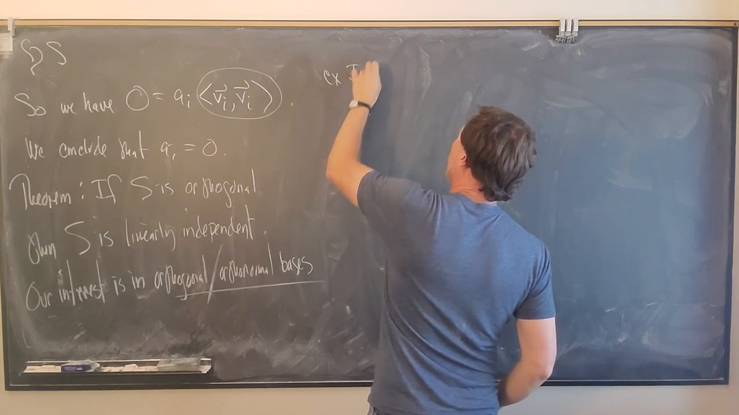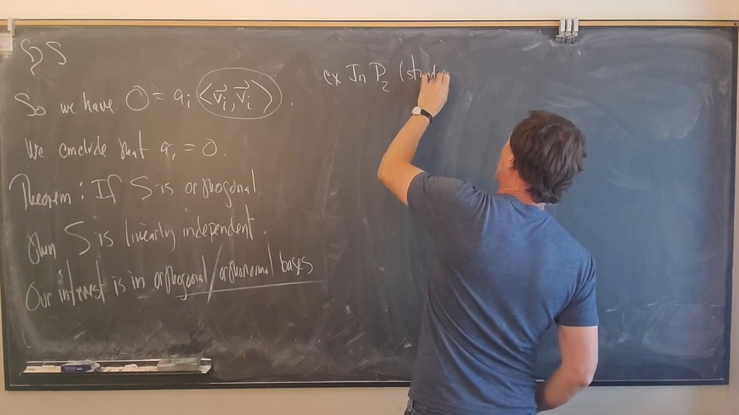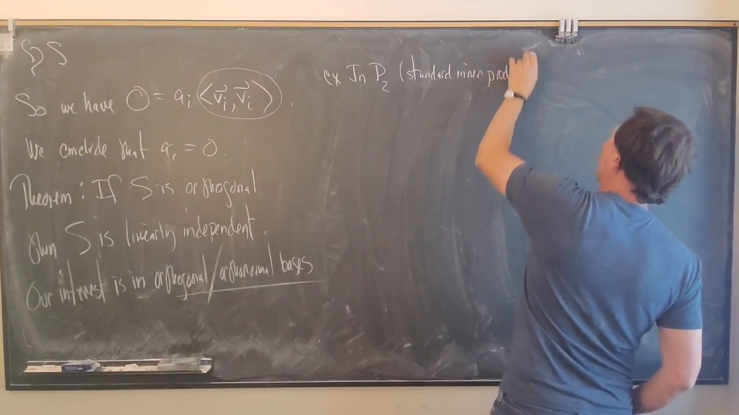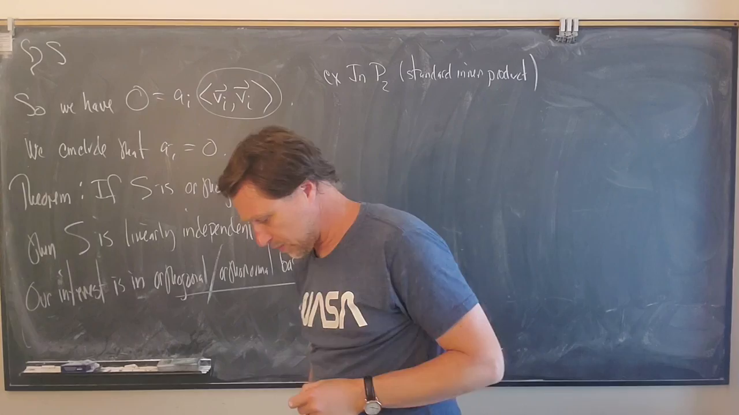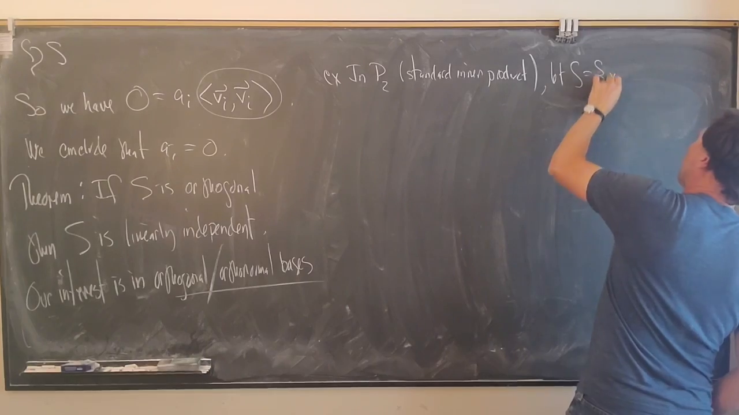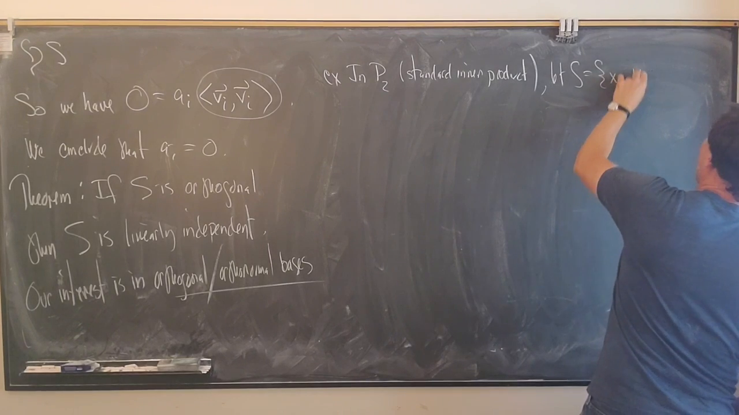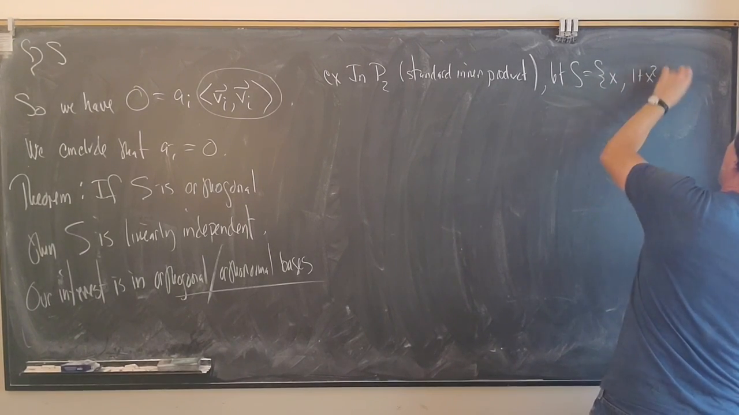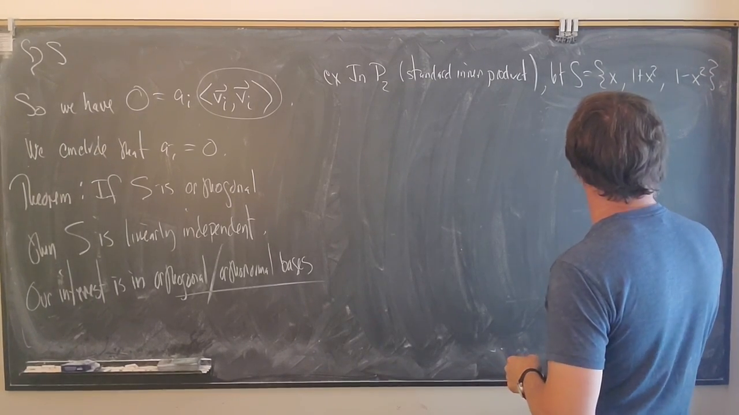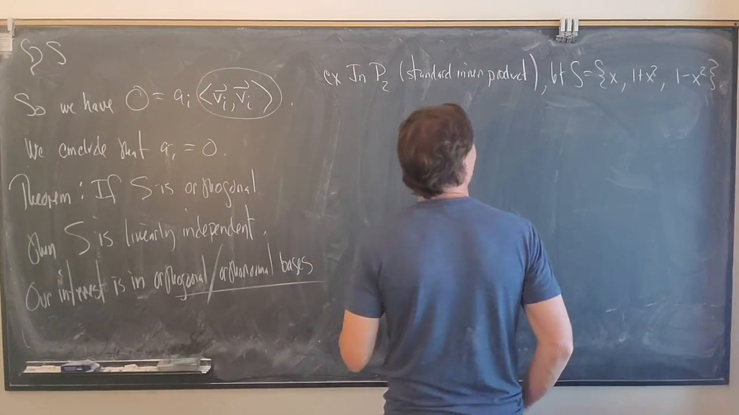So in P2 with the standard inner product, I want to look at the following set. So let S consist of the polynomials x, 1 plus x squared, and 1 minus x squared. Now, you can quickly check, right? Take the inner product. So let me do one of these.